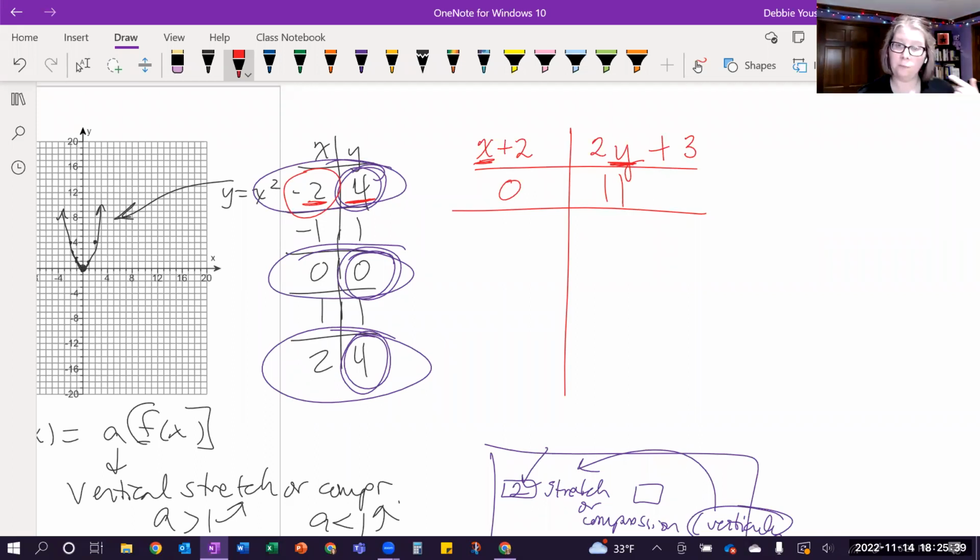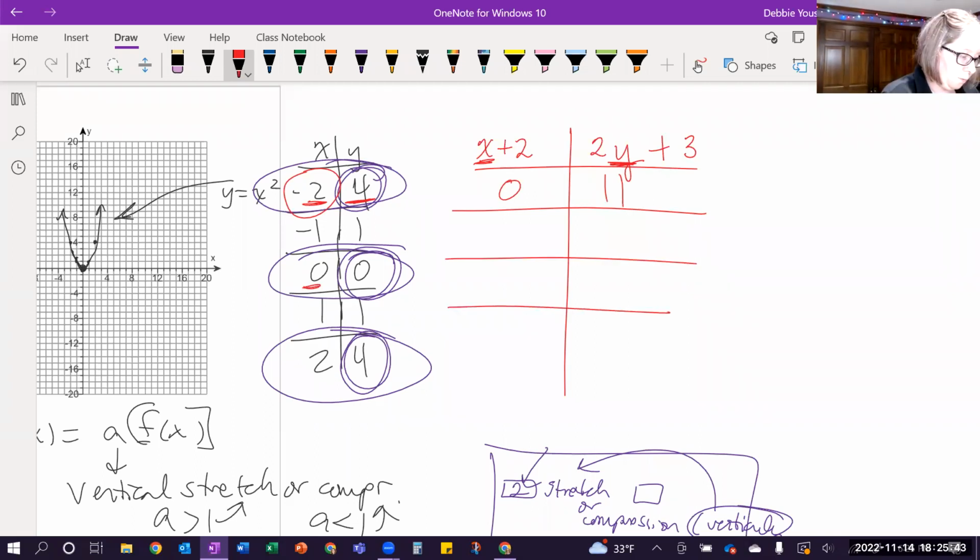And then I'm going to do the same thing for 0, 0, and 2, 4. So 0 for the x plus 2 is 2. 0 for the y times 2 is 0 plus 3 more is 3. And then for 2, 4, 2 for the x plus 2 is 4. The 4 for the output y times 2 is 8 plus 3 more is 11.